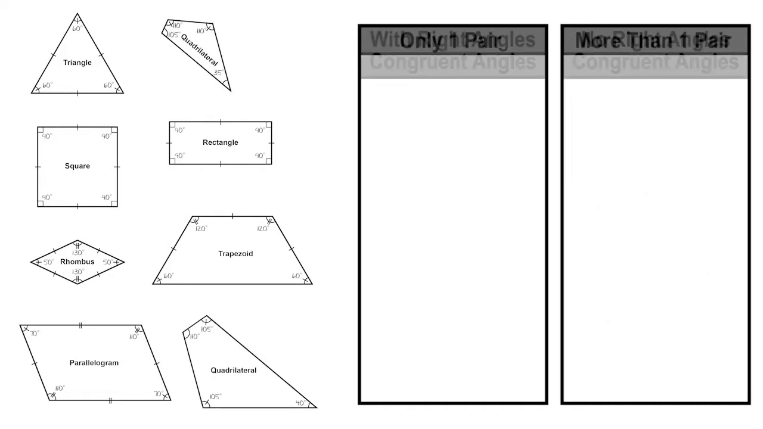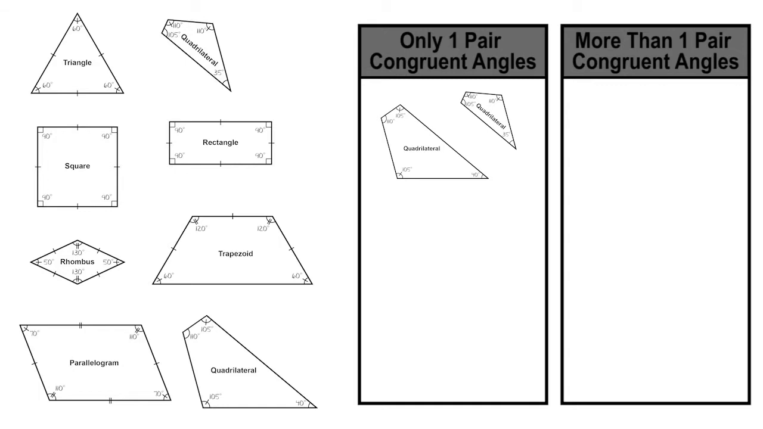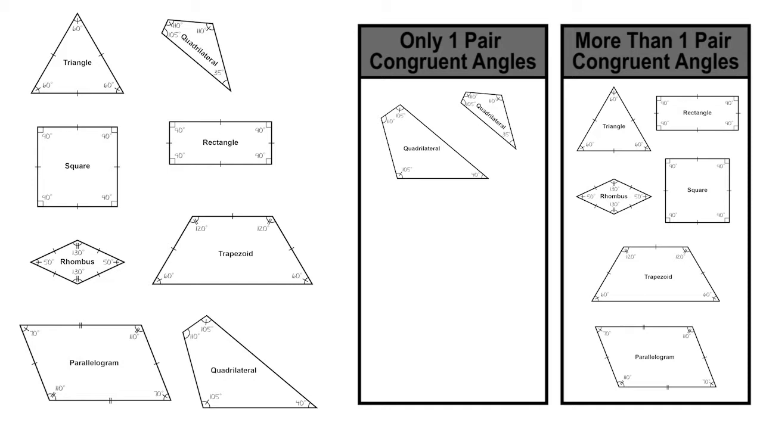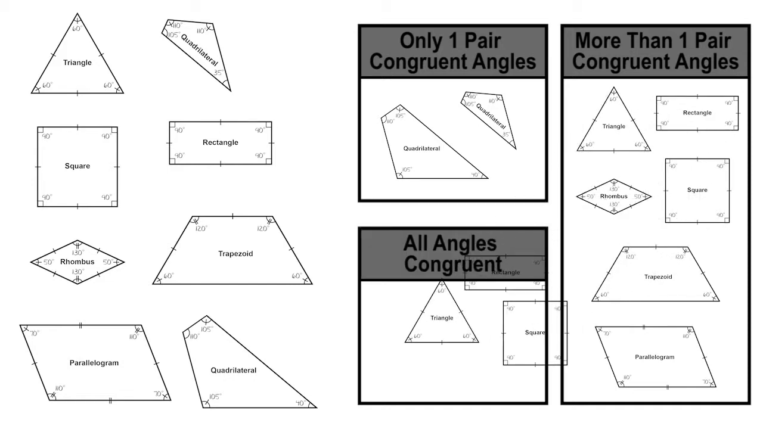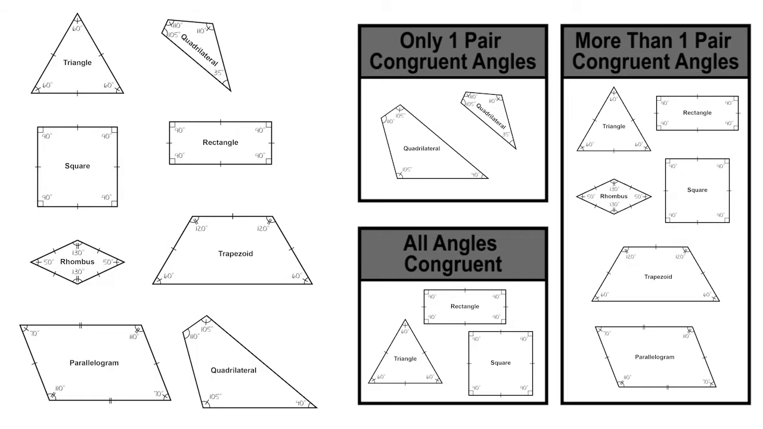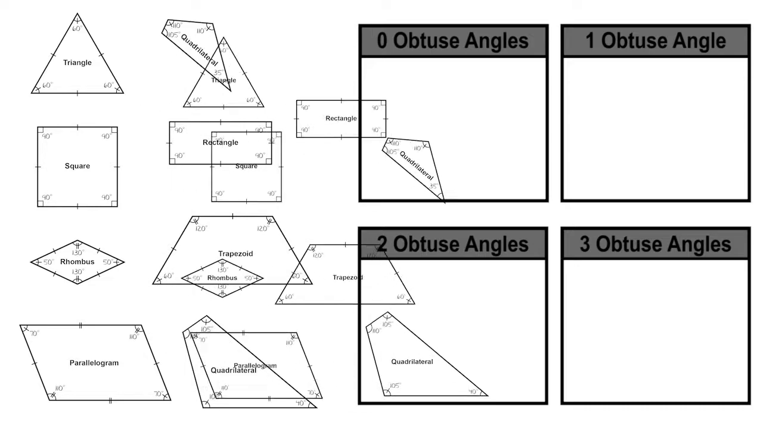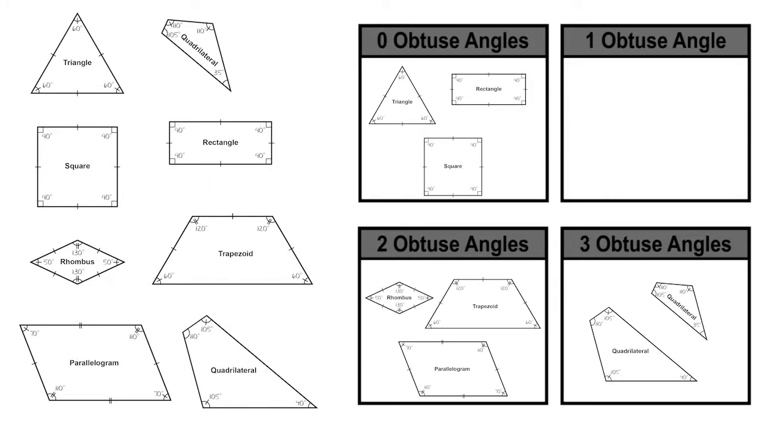For example, we could place shapes with only one pair of congruent angles in one group, and those with more than one pair of angles congruent in another group. We could even create a third group for shapes in which all angles are congruent to each other. Or we could sort into multiple groups by the quantity of obtuse angles. The number of ways we can sort these shapes is large and varied. Students will almost certainly think of many sorting rules we have not discussed here.